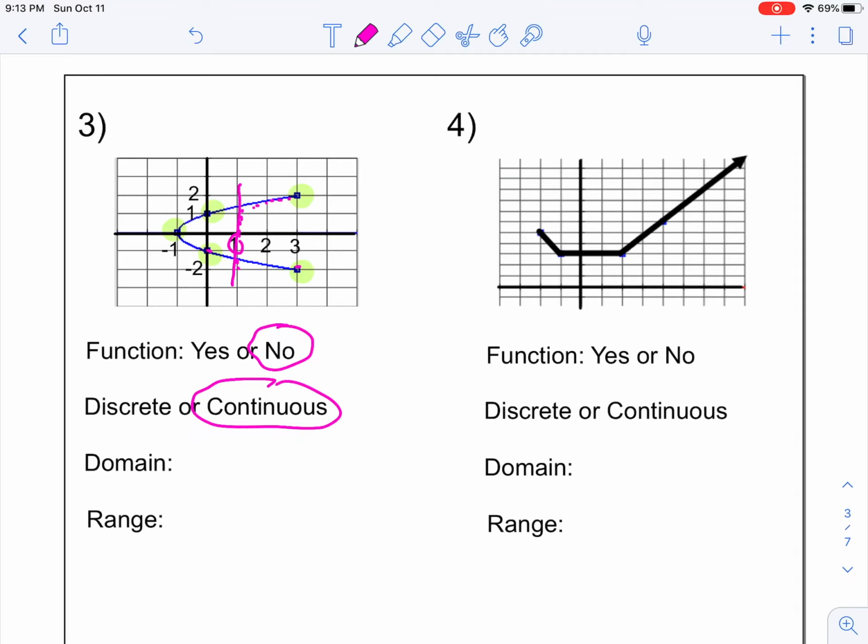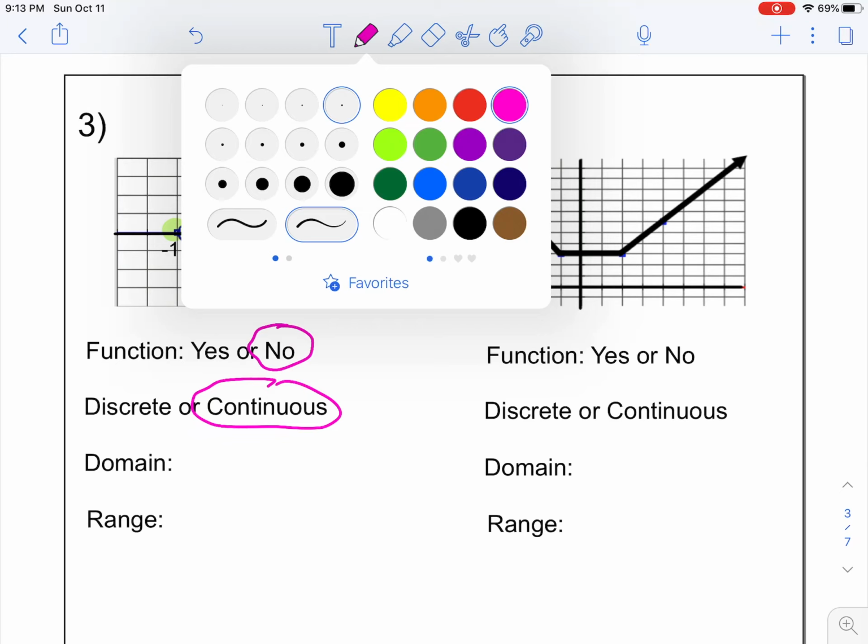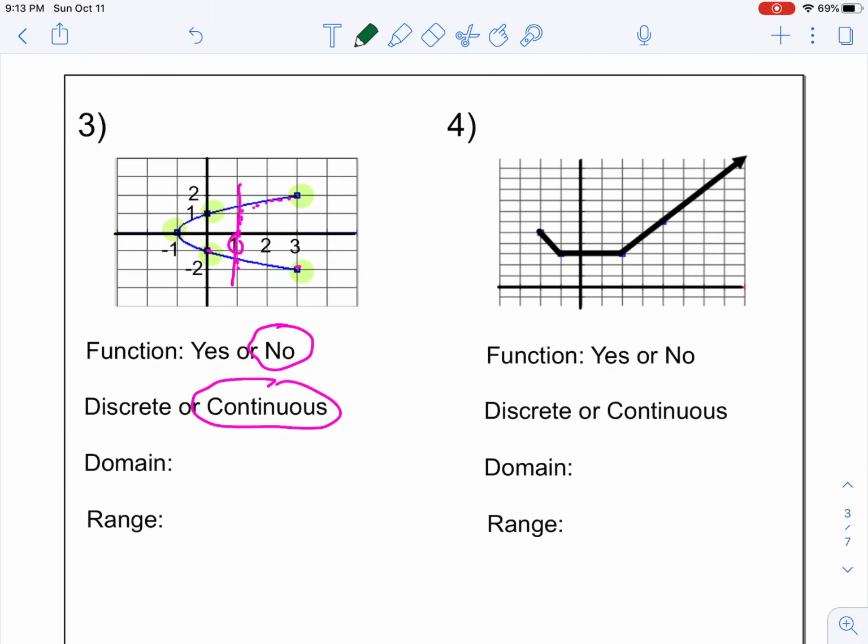Whenever you have a line or a curve that's connected, that will be continuous. The domain is the x values. Okay, well here, your x values, you have x as -1. You have an x value at 0. And you have some at 1 and 2 and 3. So my graph never goes beyond -1 or 3 on my x-axis. So that means my x values are less than or equal to 3, but they're greater than or equal to -1. And that's how we list that.